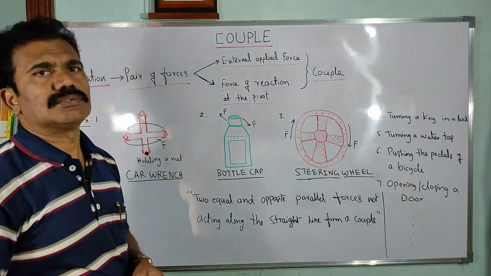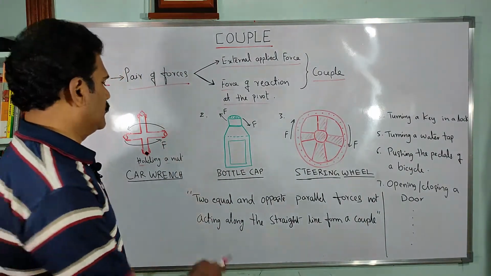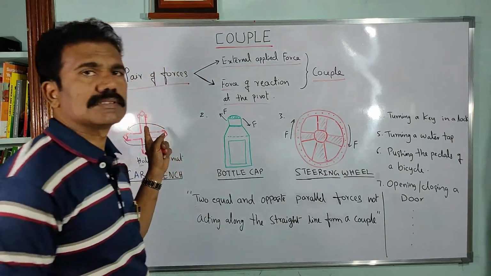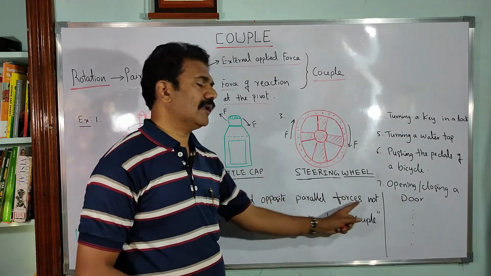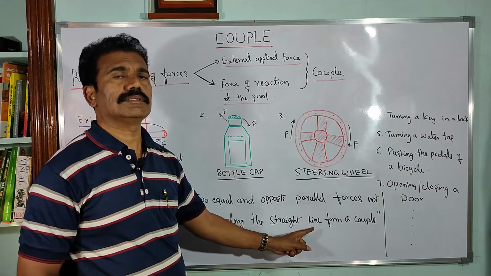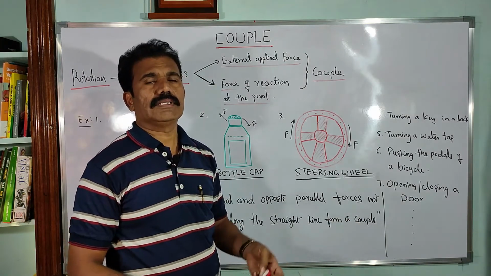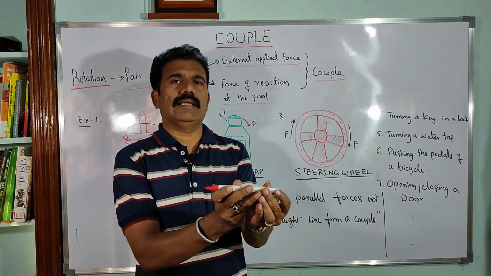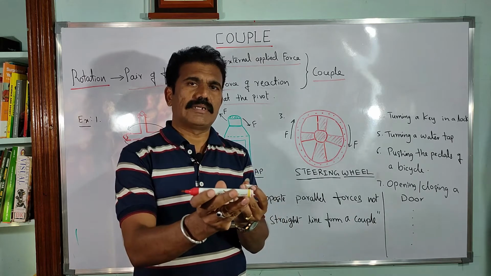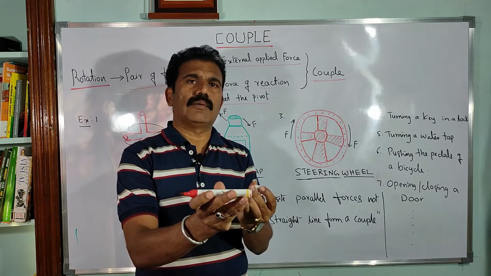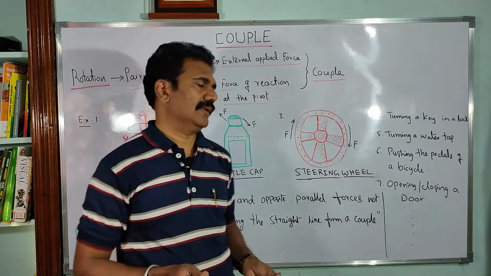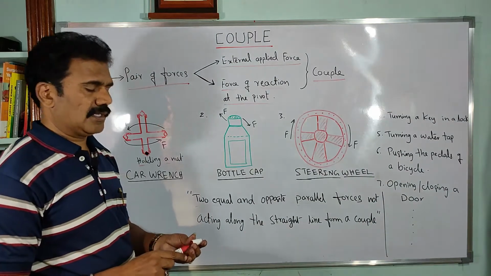Now finally, what is the conclusion to understand the couple? In all the cases we are considering two equal and opposite parallel forces not acting along the straight line. Two equal and opposite parallel forces not acting along the straight line form a couple. Because if you consider two equal and opposite forces along the straight line, it won't give any turning effect. So you need to consider a little bit of separation between the two forces, so that the two equal and opposite forces acting in the opposite direction can rotate the body. It should not be along the straight line. Clear? So that is the definition part of the couple also.